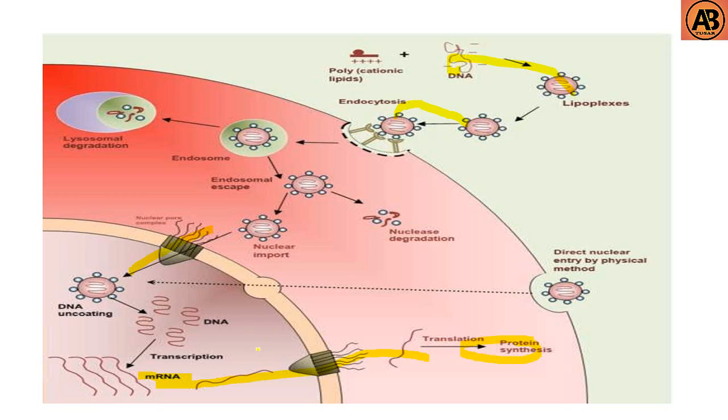So this is the indirect liposome mediated method. And direct means the gene is directly inserted into the nucleus, then DNA uncoating and transcription occur, then mRNA is transferred into the cytoplasm, and then translation occurs and protein synthesis occurs. So this is direct and this is the indirect liposome mediated method.